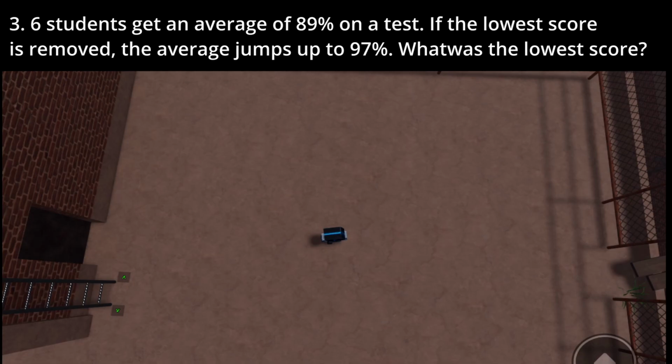In this problem, it says that 6 students get an average of 89% on a test. If the lowest score is removed, the average jumps up to 97%. What was the lowest score on this test? To solve this problem, I'm first going to do 6 times 89%. Why am I doing that? Well, if I do 6 times 89%, you can imagine that each student got an 89 on the test, and you can add 89 6 times to get the total score on the test.